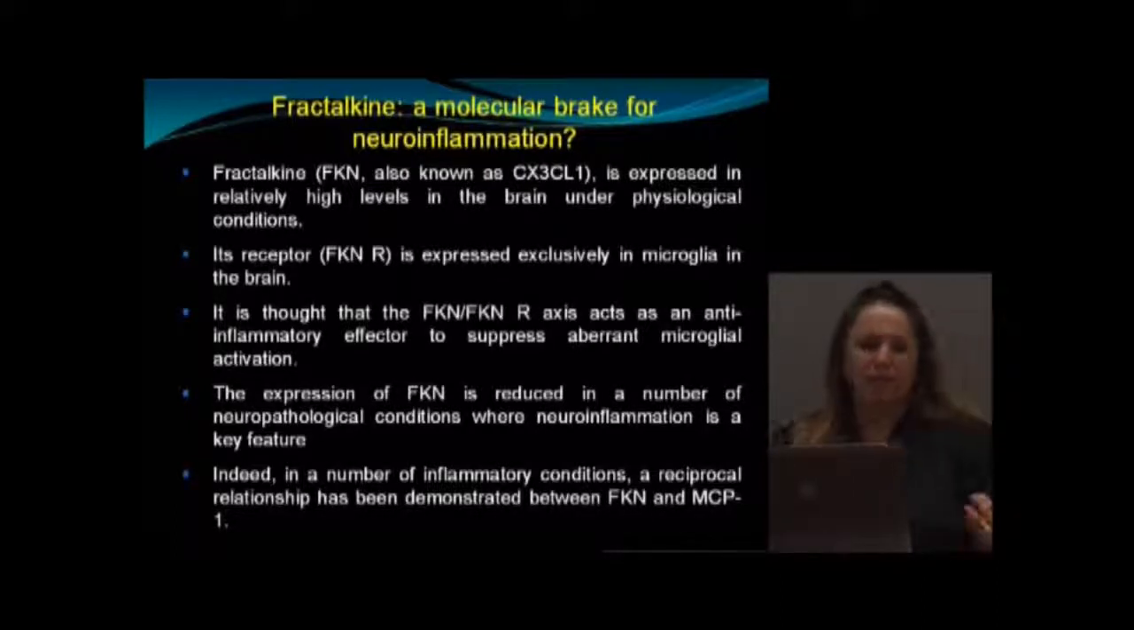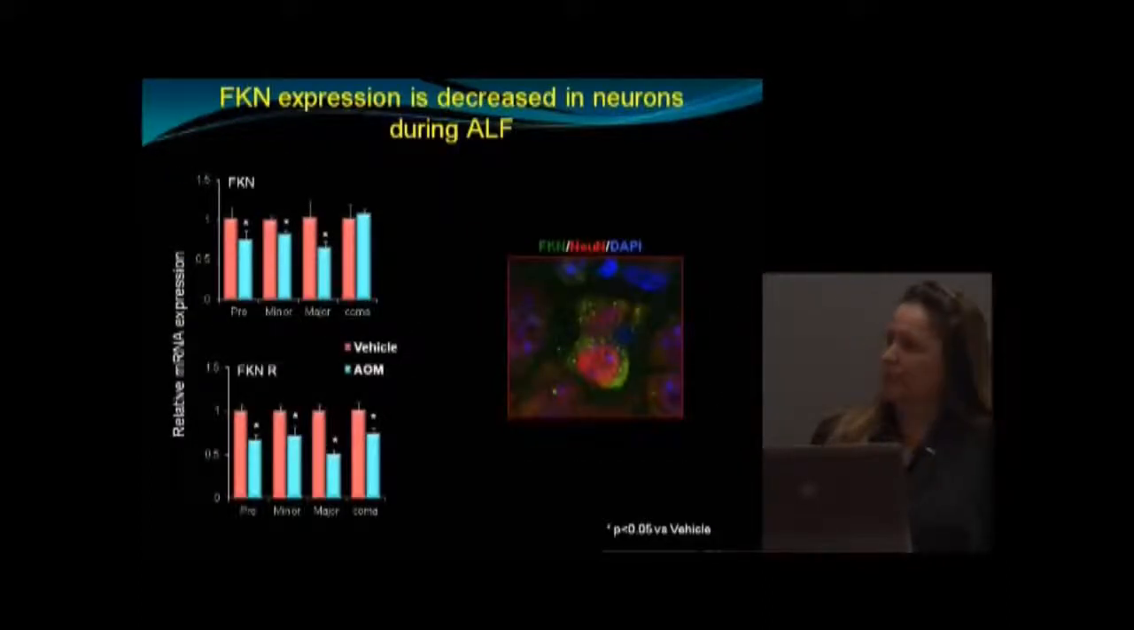Now, it's thought that the fractalkine receptor axis acts as an anti-inflammatory effector to suppress aberrant microglial activation. And as you would expect, the expression of fractalkine is reduced in a number of neuropathological conditions where neuroinflammation is a key feature. And in a number of these conditions, there is a reciprocal relationship between fractalkine and MCP1. So in our model, indeed, we do see a decrease in fractalkine expression at the earlier time points. As well, we also see a decrease in the fractalkine receptor expression.